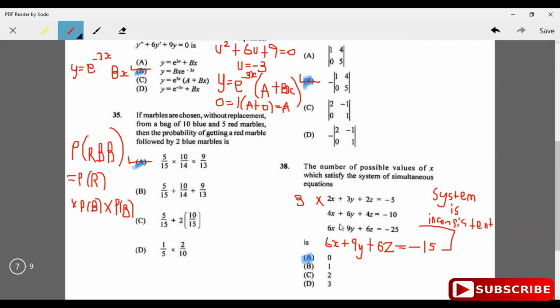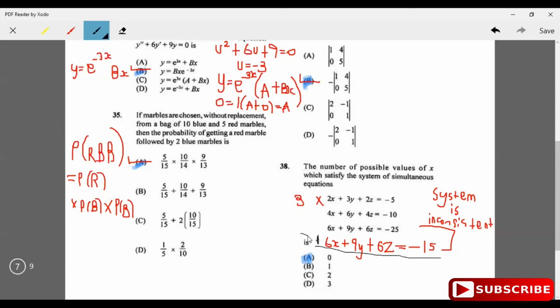Now, let's say you did not know from these two results that the system is inconsistent. Well, when you multiply by 3, you have 6x plus 9y plus 6z is negative 15. I have 6x plus 9y plus 6z is negative 25. What you could then do is subtract these two equations.